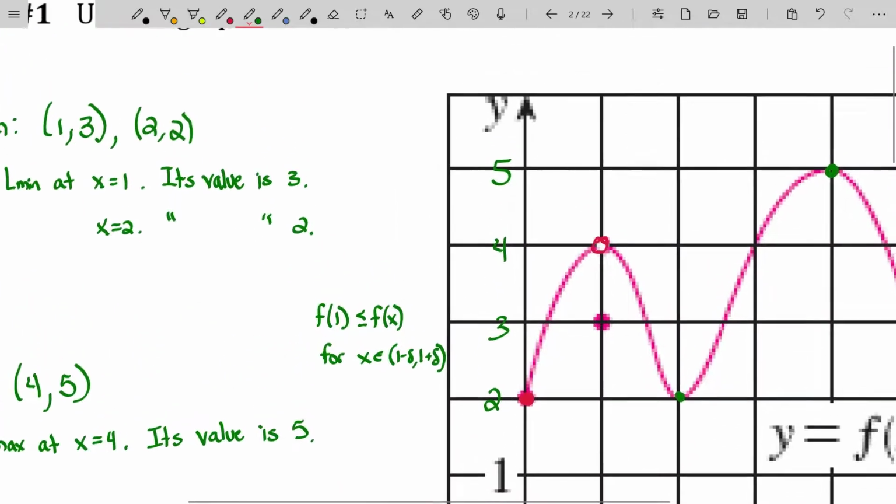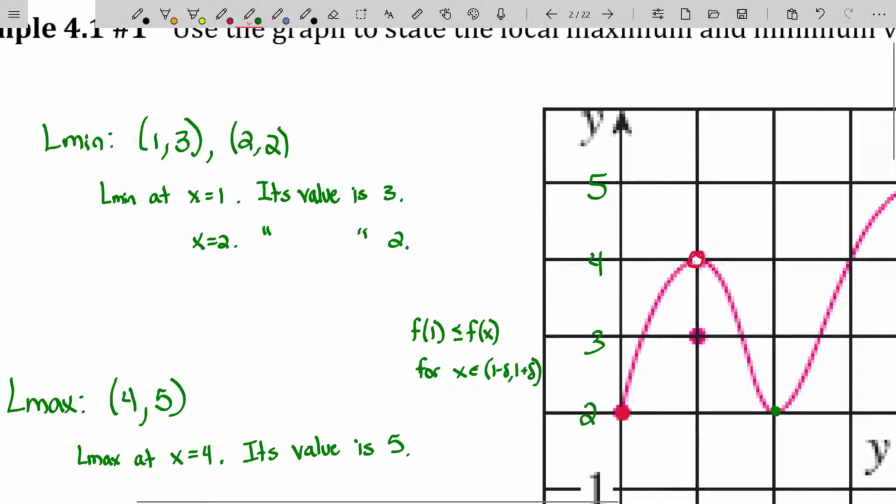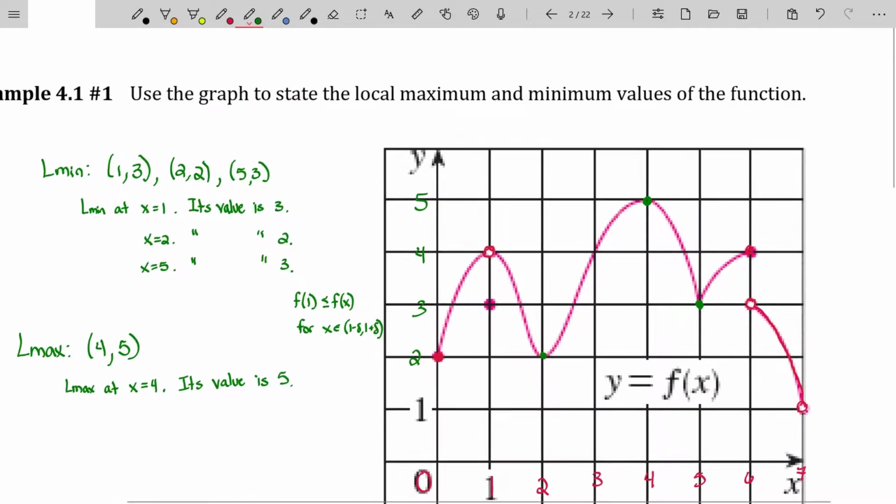I'll just include that in my list here. So a minimum at 5, 3. Again, x equals 5. It's a minimum. And its value is 3. There we go. Keep moving along.